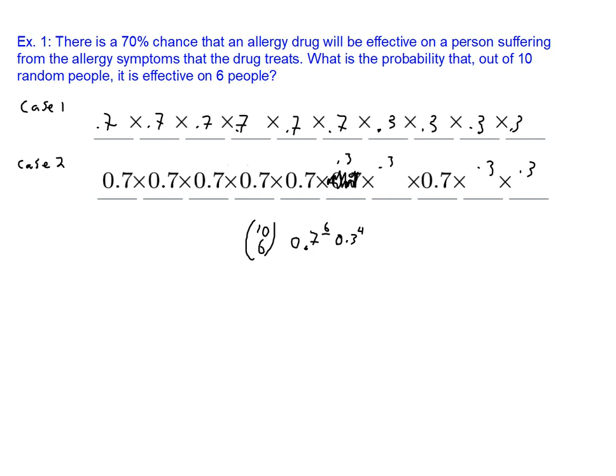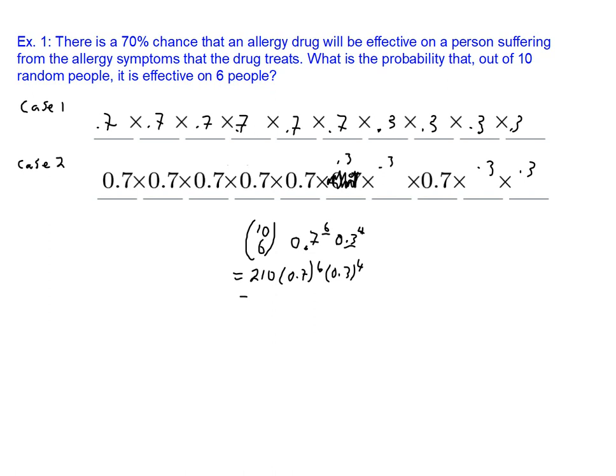And we multiply that by the probability of failure to the number of failures that we have. So we can plug that into the calculator. 10 choose 6 is 210. So there are 210 cases. You can see why we wouldn't want to go and list all of them. So we get 210 times 0.7 to the 6 times 0.3 to the 4.